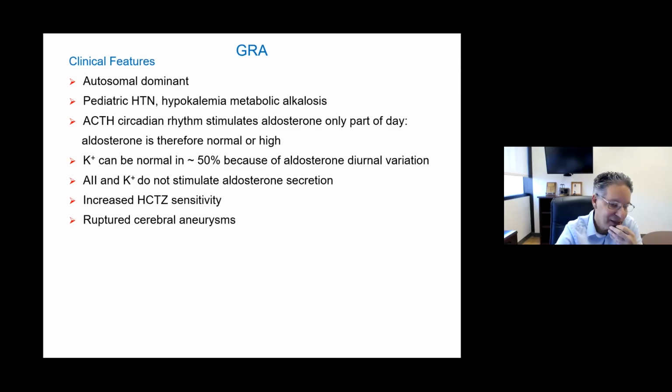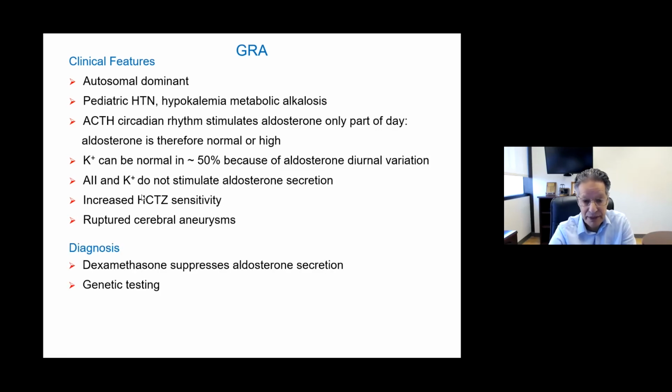And also, there are a number of cases reported that have cerebral aneurysms, like in polycystic kidney disease. Again, it's not clear whether this is unique for GRA and why it occurs. But there are a number of case reports. So the diagnosis here is an interesting one, and that is when you give dexamethasone, you can actually suppress the aldo production, which you tend not to see in normal people, and also genetic testing.